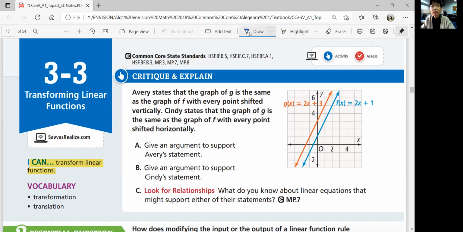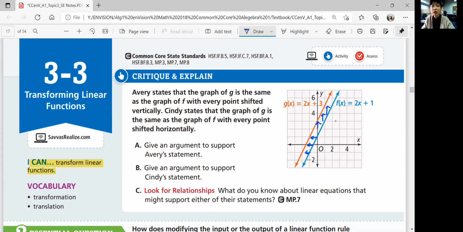Avery states that the graph of G is the same as the graph of F with every point shifted vertically. Okay. Cindy states that the graph of G is the same as the graph of F with every point shifted horizontally. So they're arguing, is G shifted vertically from F like this, or is it shifted horizontally like this?